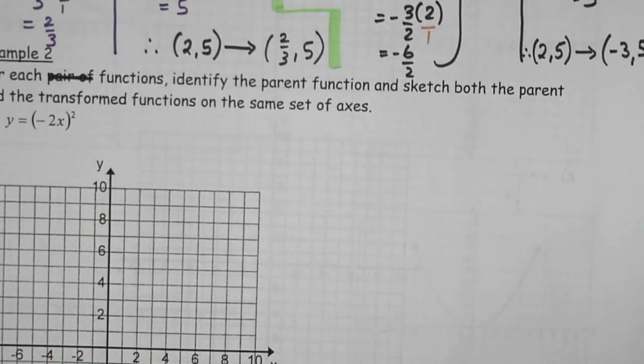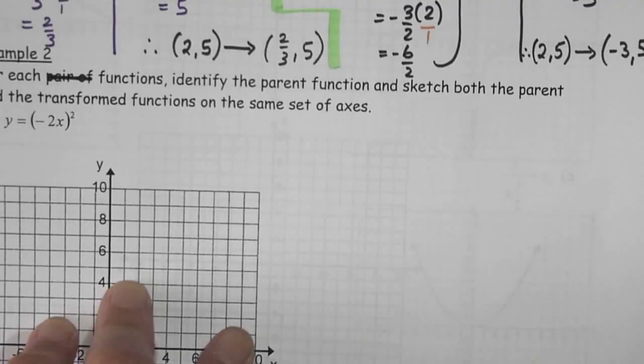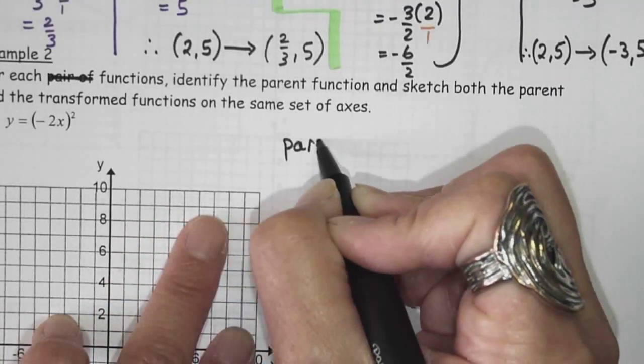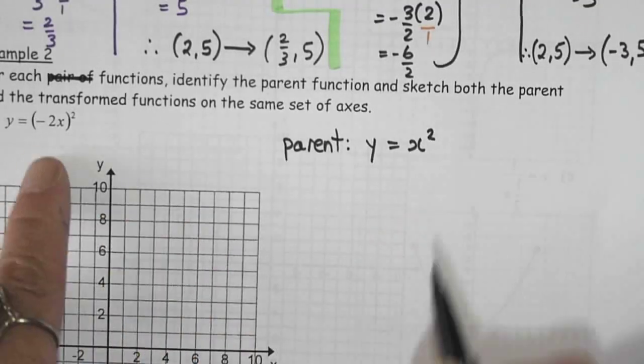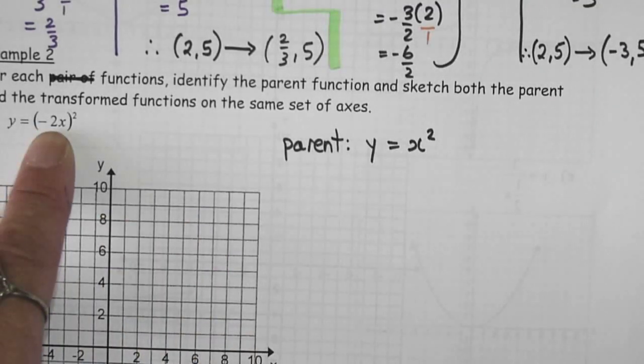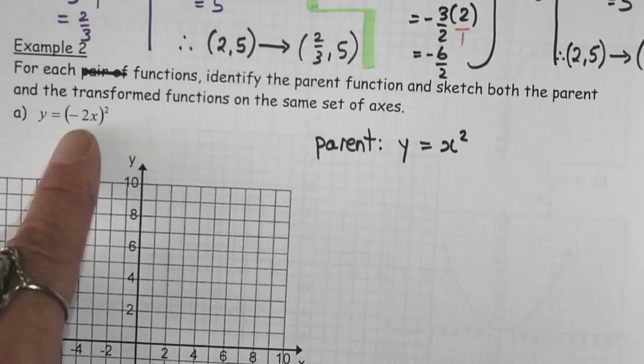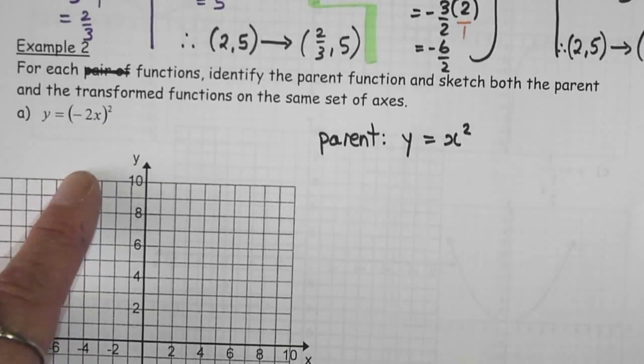Okay? Normally, I don't make you graph the parent one as well, but let's practice that a little bit. So the parent function for this one is y equals x squared. Does that make sense? Because you can see right there, it's a squared function, so the parent function is the quadratic. Right? So identify the parent function.